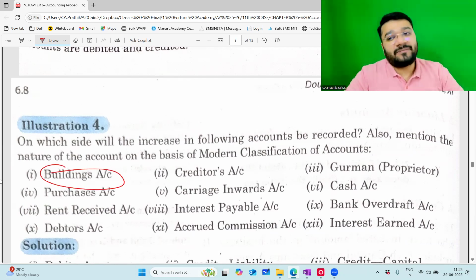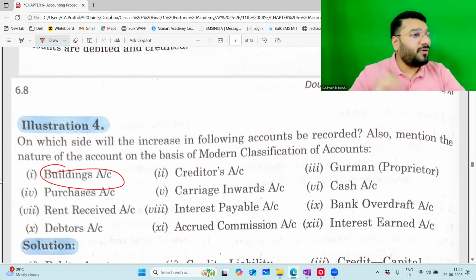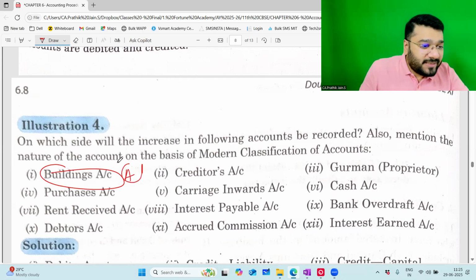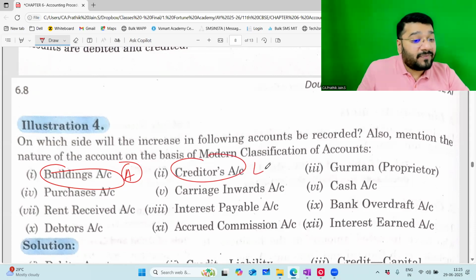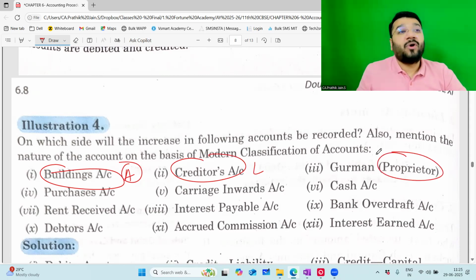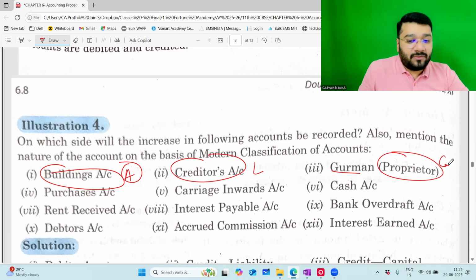Why do you think building is an asset? Because we own it. Very good. He says we own it. Bingo. Asset. Kratos. Liability. Why do you think this is a liability? You have to explain more. Simple language. Who is a creditor? Sir, why we have to pay him? Because we purchased the goods from him on credit. So you have to pay in future. So it's a liability. Very good. Gurman, proprietor. What's the meaning of proprietor? Owner. Gurman. Capital account. Very good.